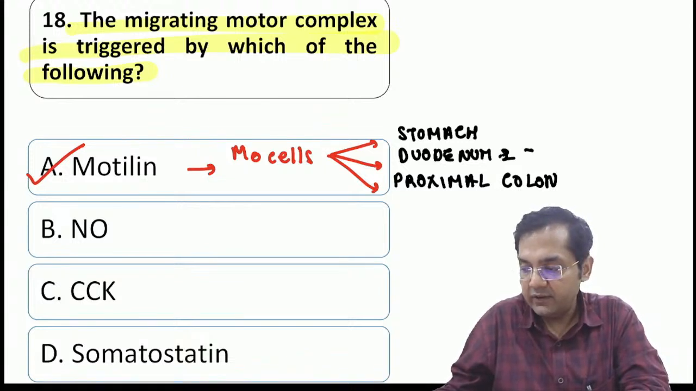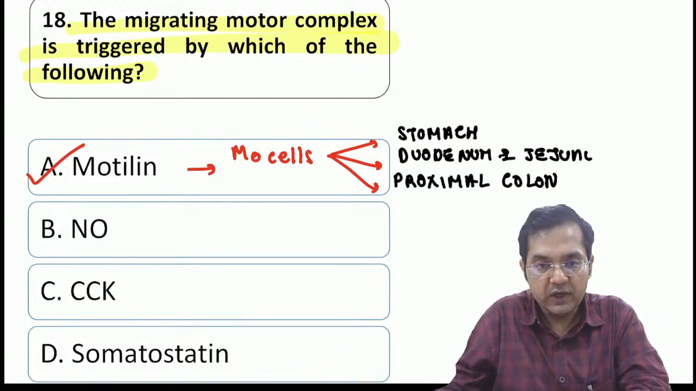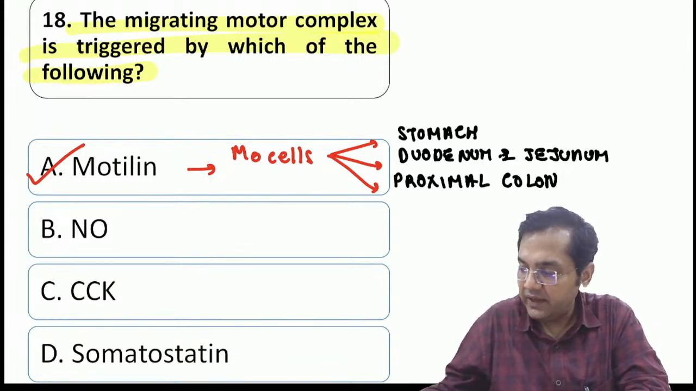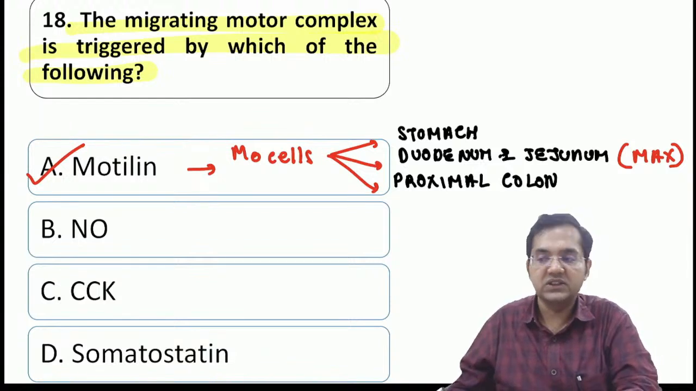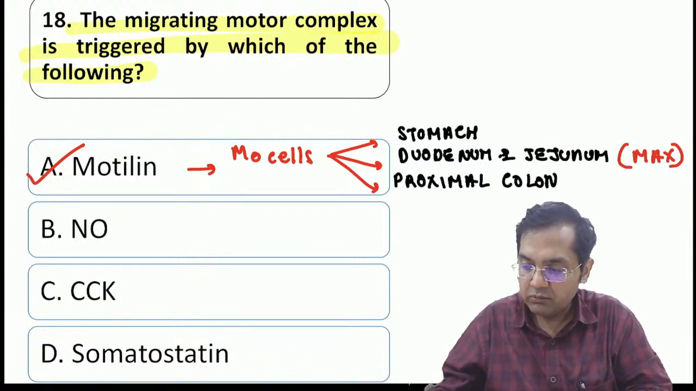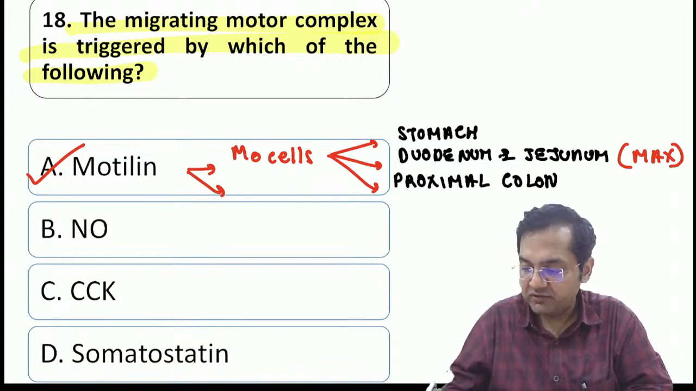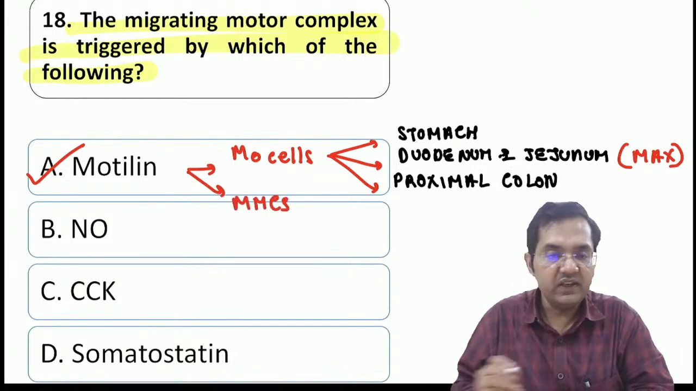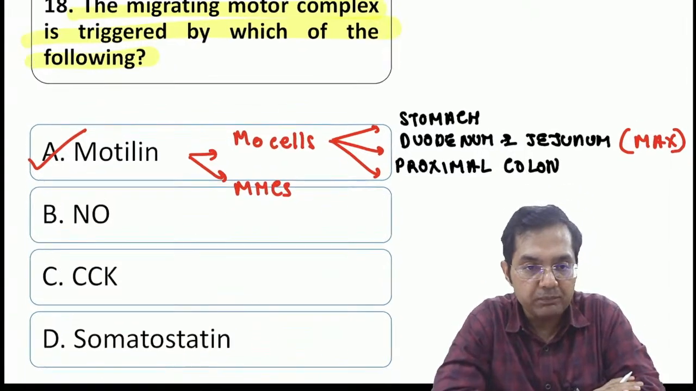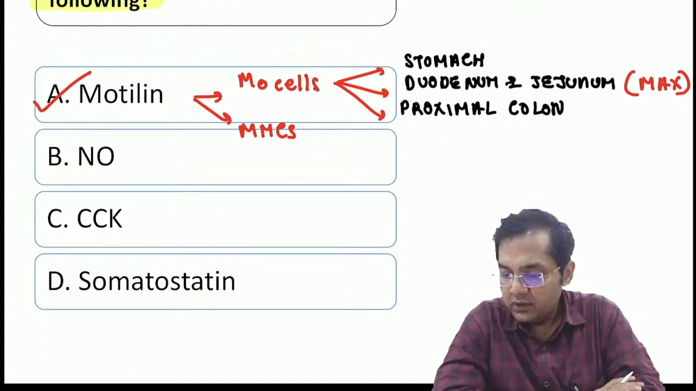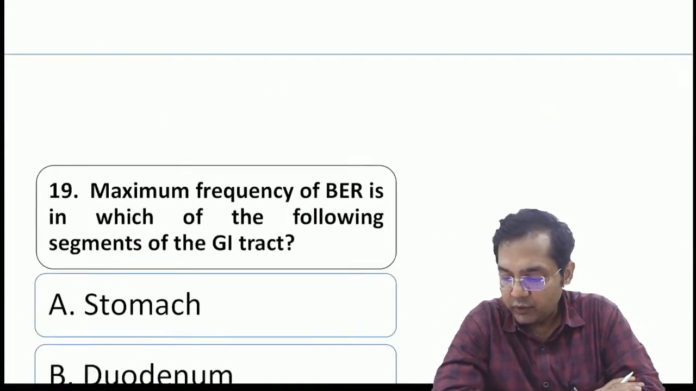Duodenum and jejunum. Remember, they are maximum in the duodenum-jejunum junction. Already discussed, motilin is responsible for MMCs, migratory motor complexes, right? Yes, absolutely correct. Moving to the 19th one.